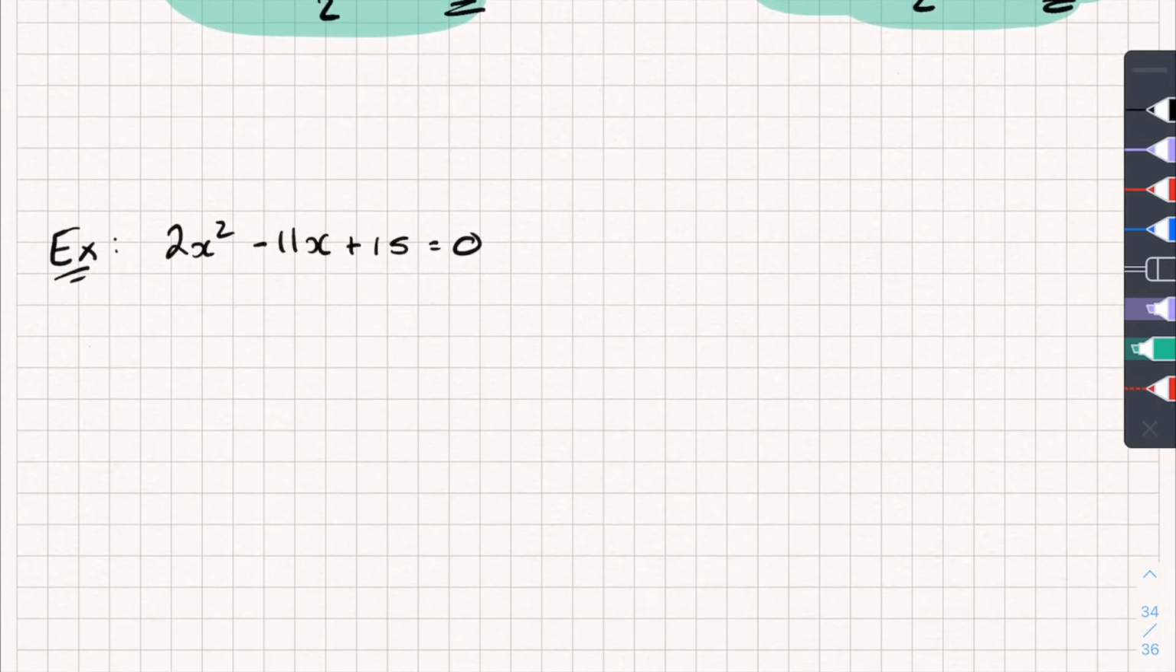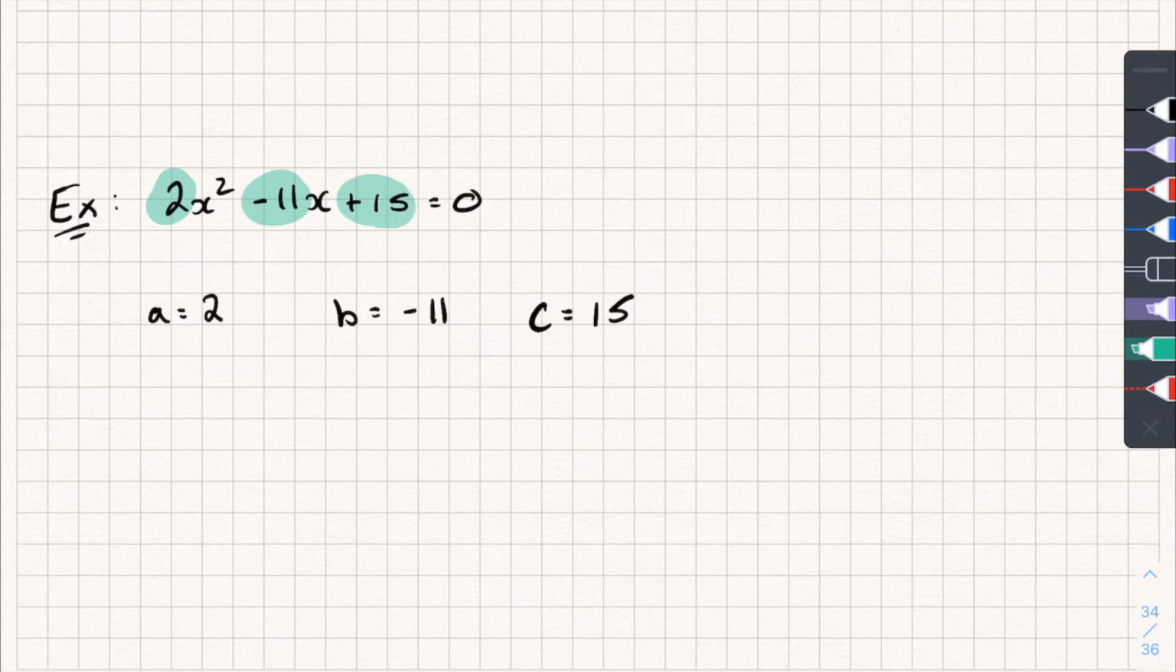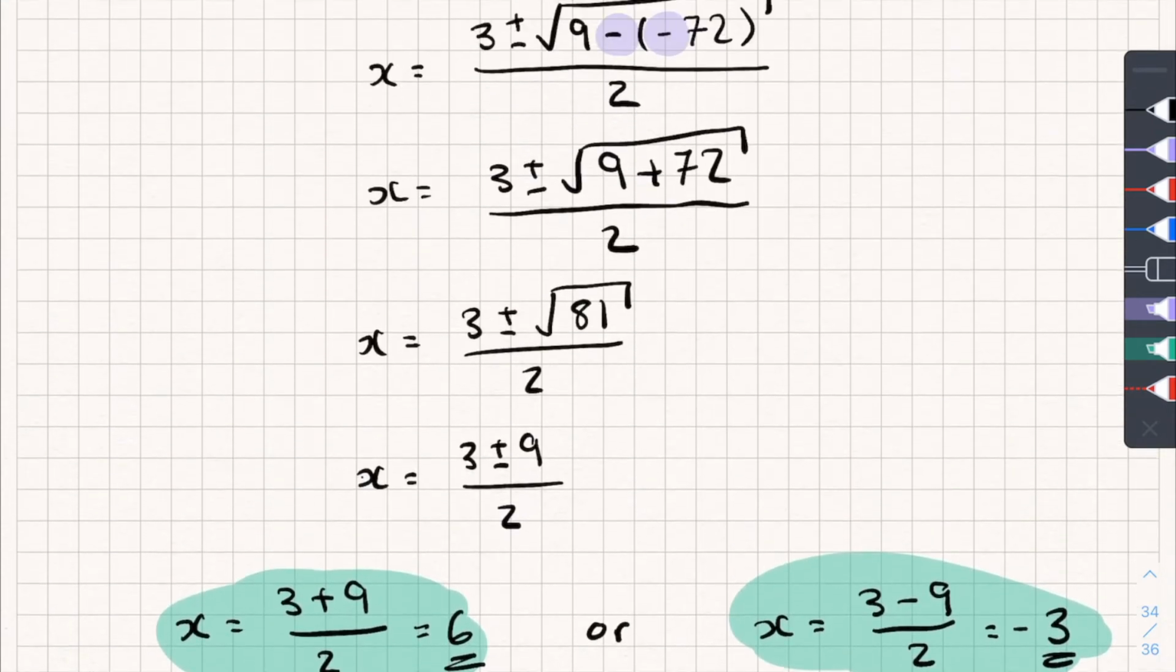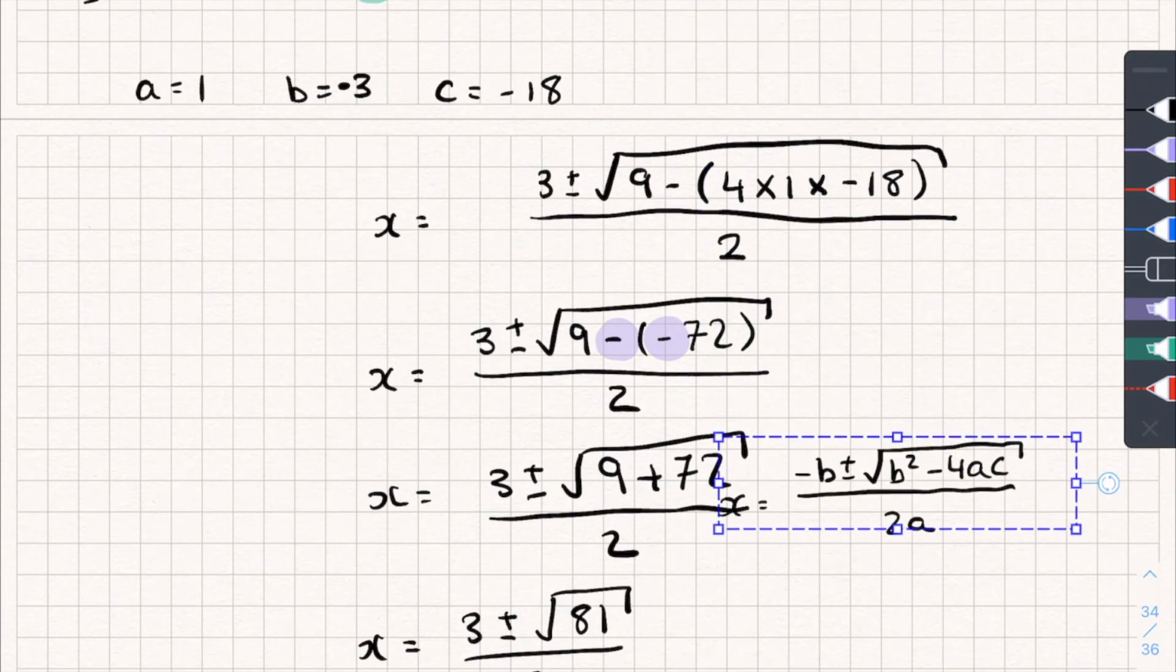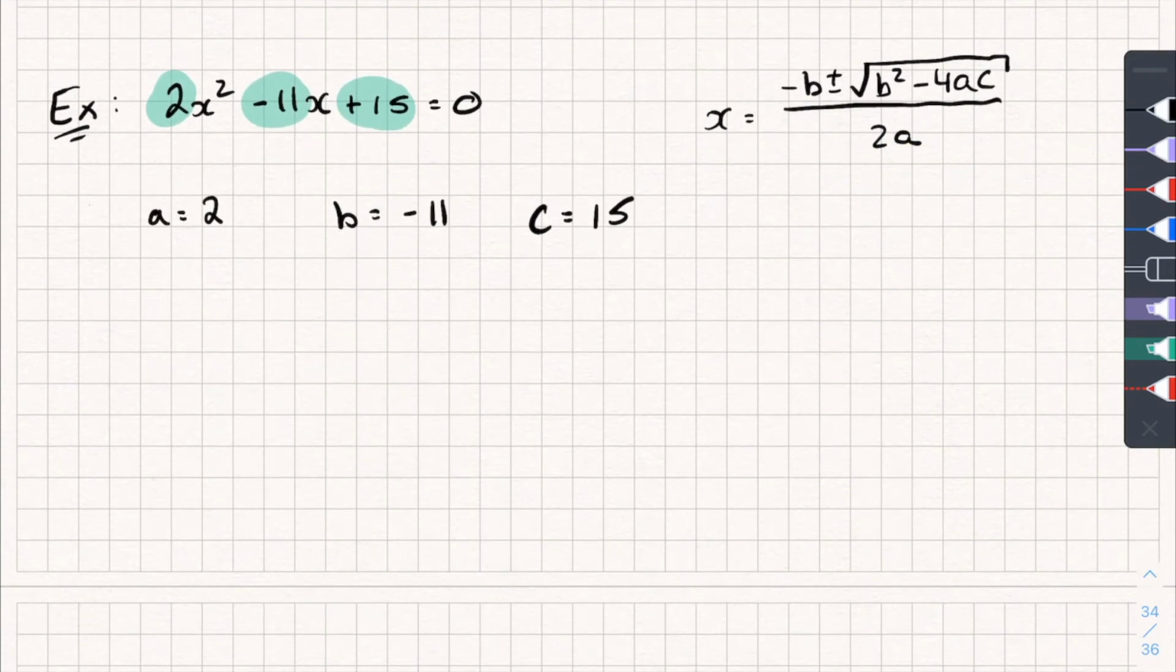Now let's look at the final example. Again, same thing. Write down our values of a, b, and c. So a is equal to 2, b is equal to negative 11, c is equal to 15. So let me highlight so you can see where I got those from. Okay, and also let me bring down the quadratic formula again. See, my writing's getting bigger as this is going on. So let's just substitute it in.